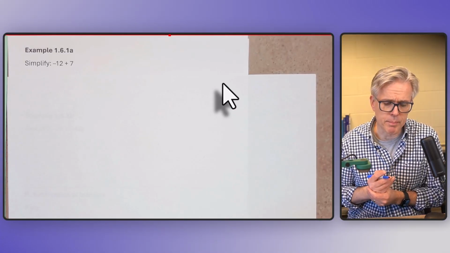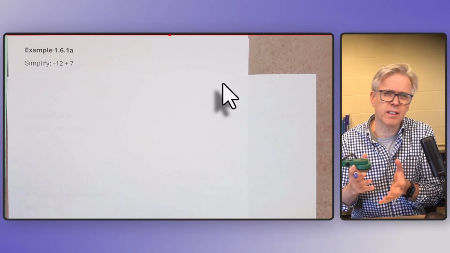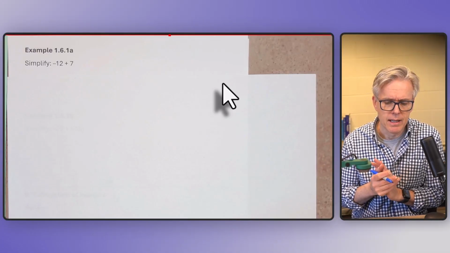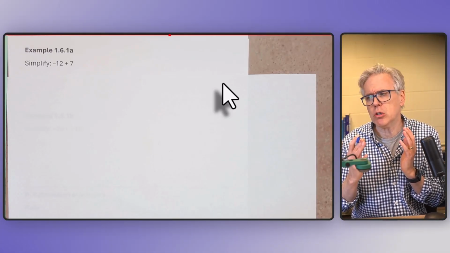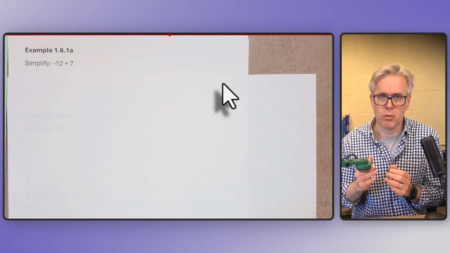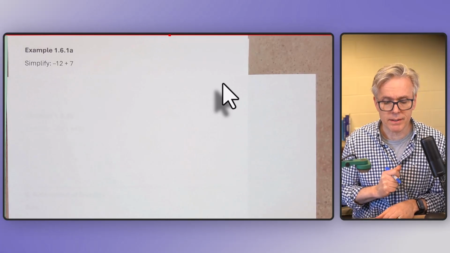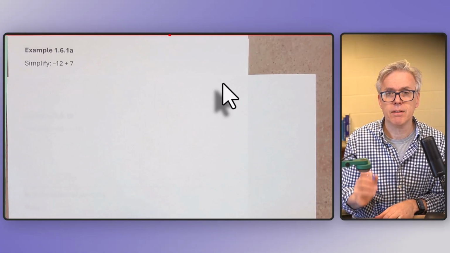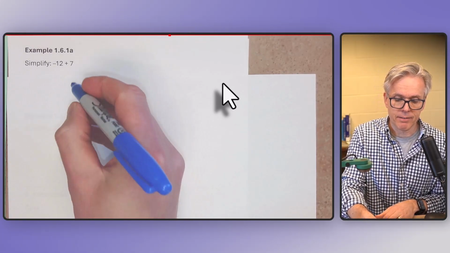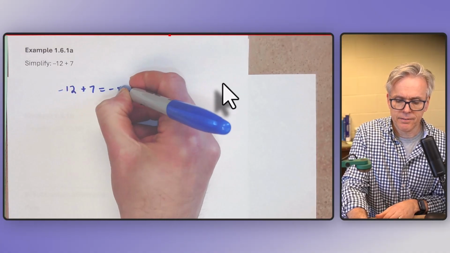Okay, let's look at an example. -12 plus 7. Again, we want to avoid using calculators on these. Maybe you can use them to check, but we want to develop a mental model so we can do these without having to resort to calculators. So -12 plus 7: I'm just going to say 12 minus 7 is 5, and I know it's going to be negative. So -12 plus 7 is -5.